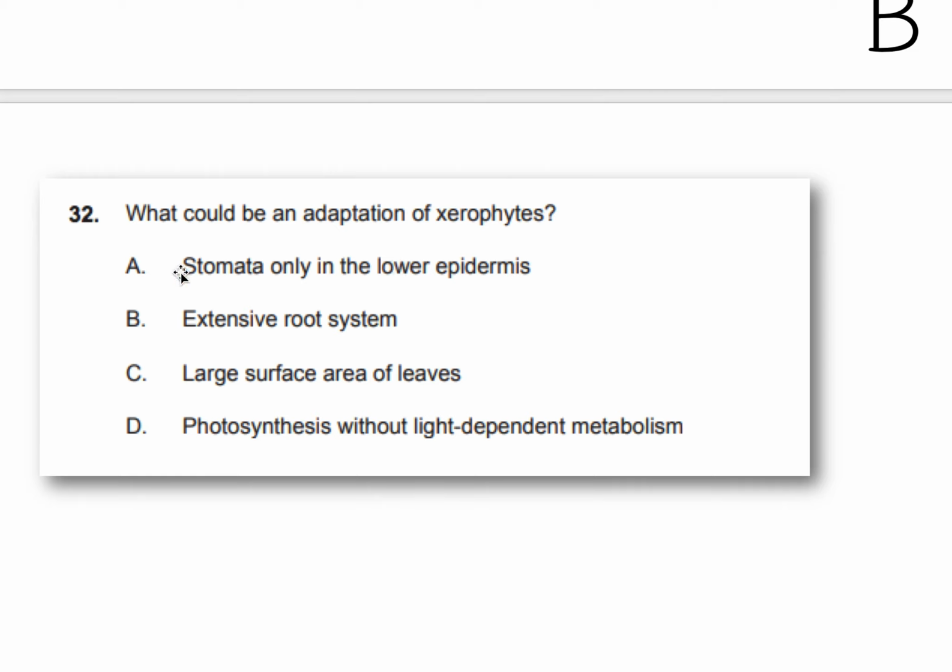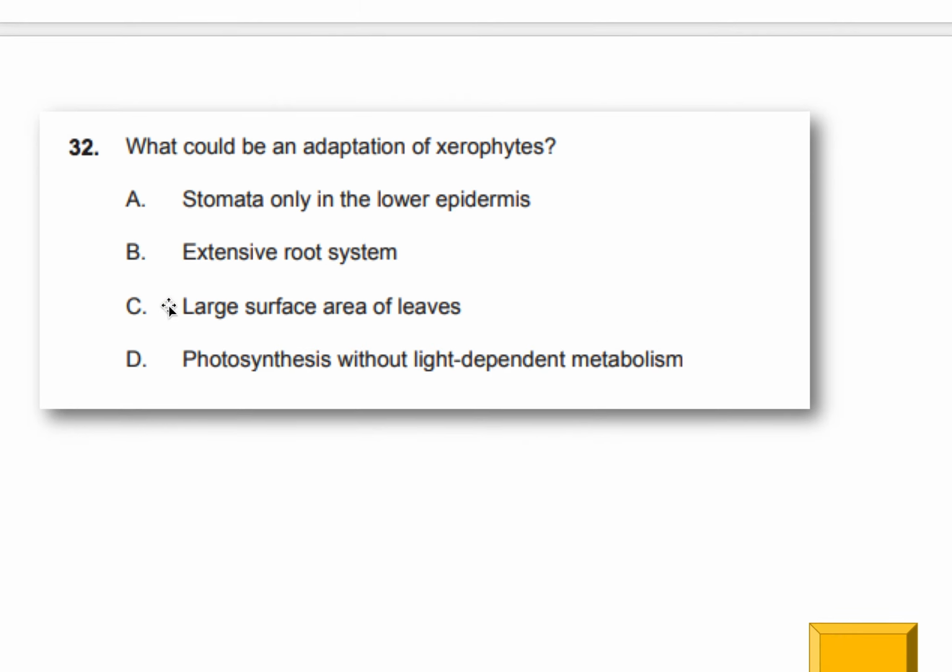This doesn't help as an adaptation. It's just a random statement. It doesn't help because normally there are mostly stomata at the lower epidermis. It's not a special thing. Okay. B, extensive root system. See, this is what I was saying. It has an extensive, deep branching root system that can reach water in really deep scenarios, and that way, in a very dry environment, it can survive. So it's probably going to be B, but let's keep looking.